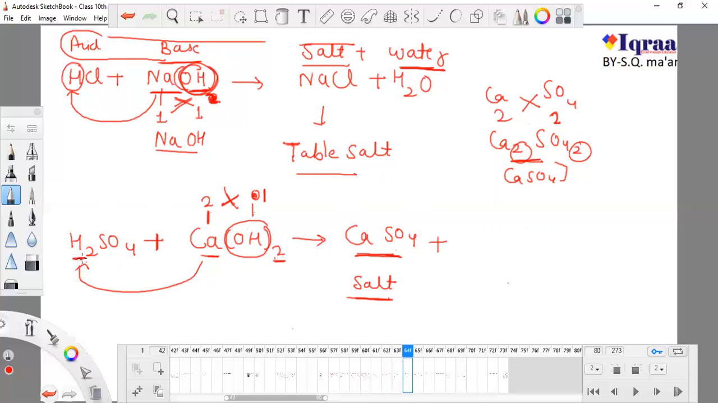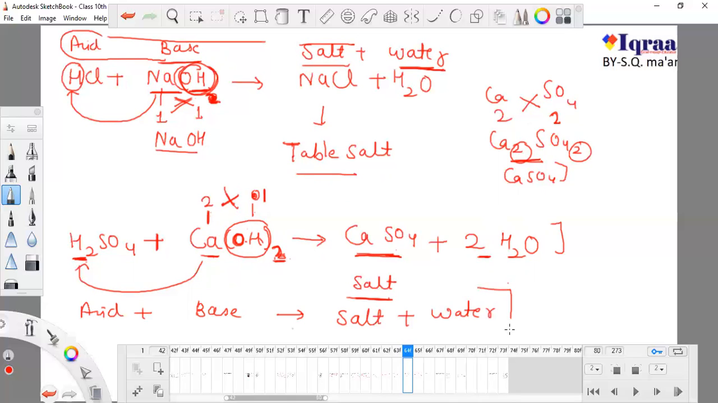This OH2 and this H2 will form 2H2O, because there are 4 atoms of hydrogen, 2 here and 2 here, and 2 atoms of oxygen. So it will form 2 molecules of water. So totally, this acid plus base will result in salt and water. So again our formula is obtained.